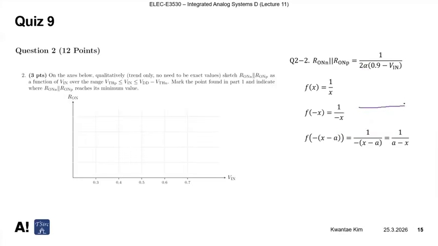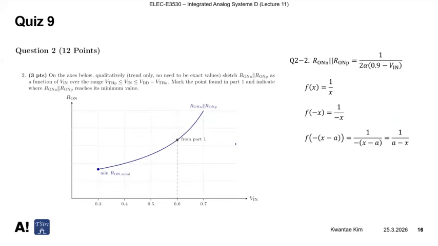And then finally, if you shift, let me draw it here again. If you shift your function by the coefficient amount of A from here to here, then you get this. So this is quite similar to the form of 1 over A minus X. And the coefficient here is just a multiplication by some coefficient, so you can ignore it because we don't need to draw exact values. So the answer will be this kind of similar form.